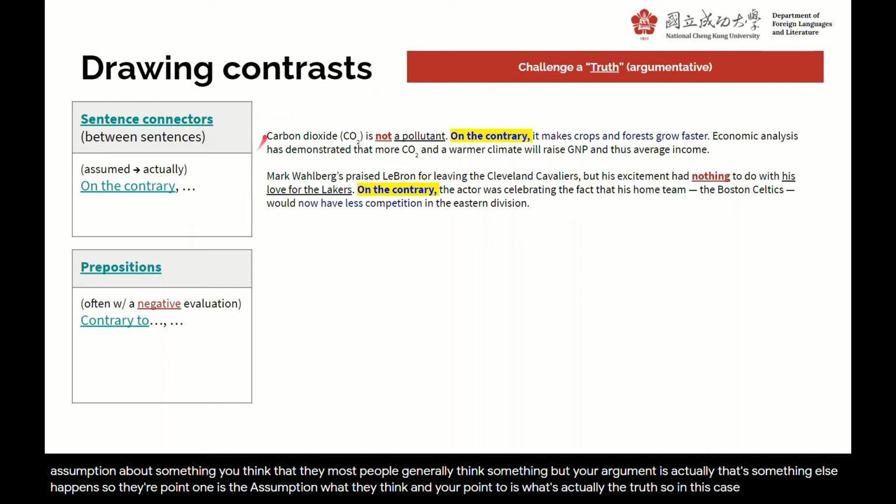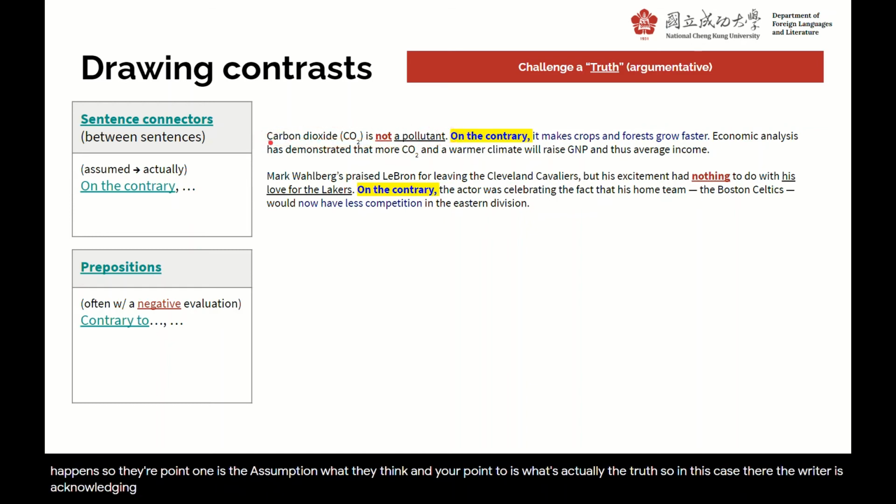So in this case, the writer is acknowledging that the reader probably assumes that carbon dioxide is a pollutant, but they're saying it's not a pollutant. "On the contrary", it actually is their point 2.